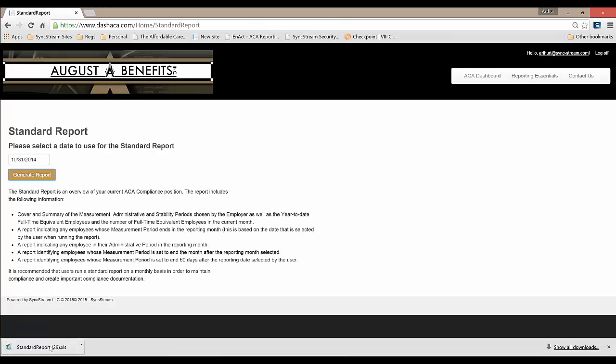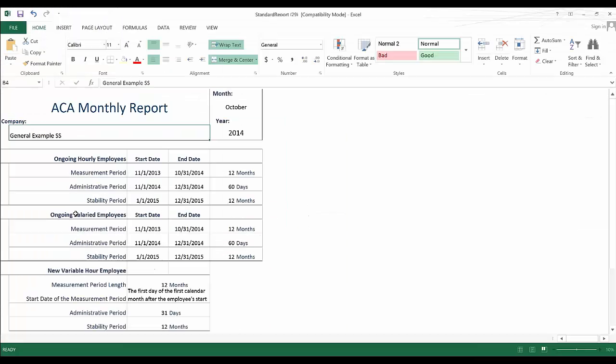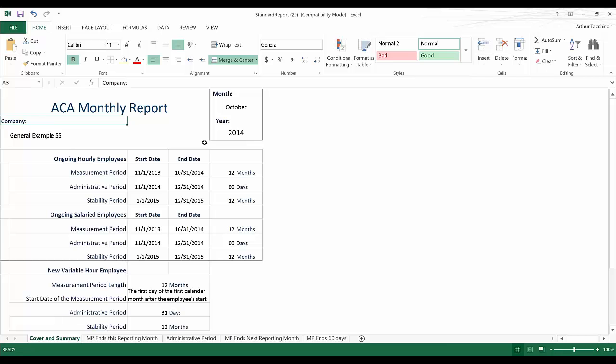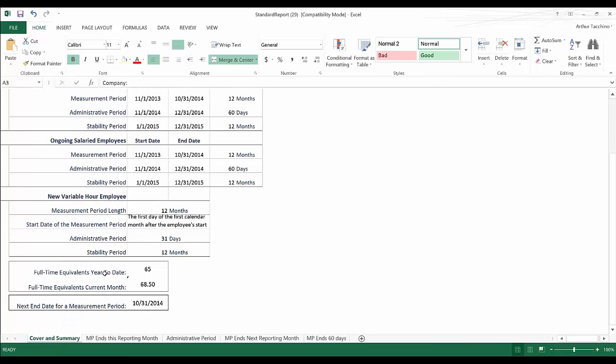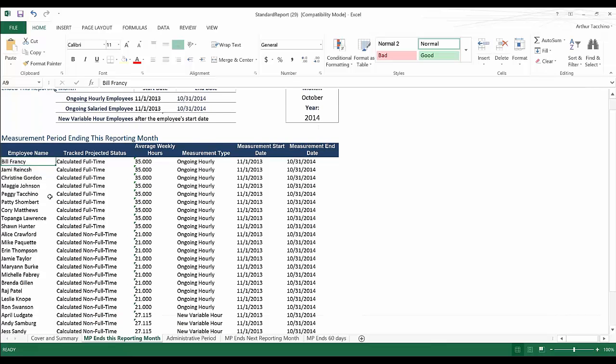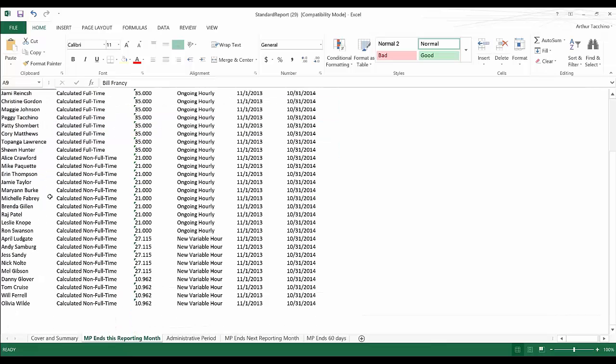So for example, here's a report: the month and year it's run for, what were the measurement, admin, and stability period that we're applying during this time frame, as well as the number of full-time equivalent employees year to date, as well as for the current month. And then here, for example, is a list of all tracked employees whose measurement period ended that month, what their status now is based on their average weekly hours of service. So in essence, who now must be considered full-time by the employer. So this is the ACA dashboard.